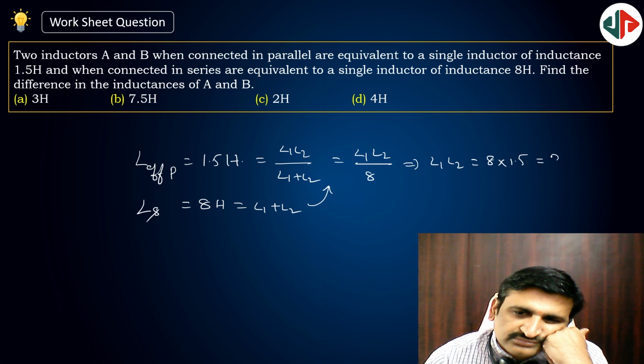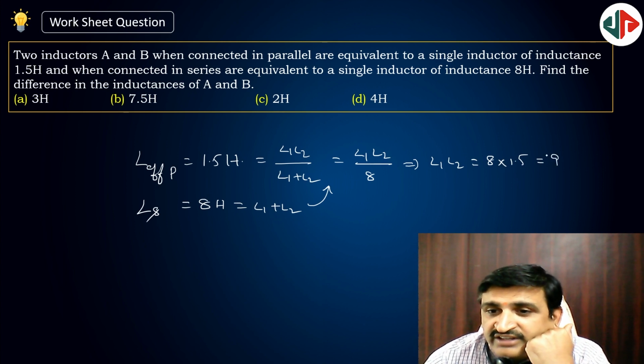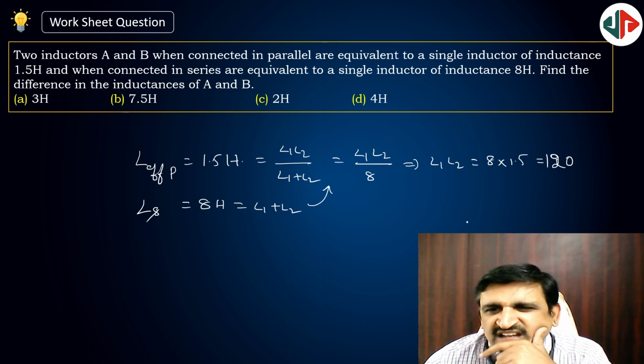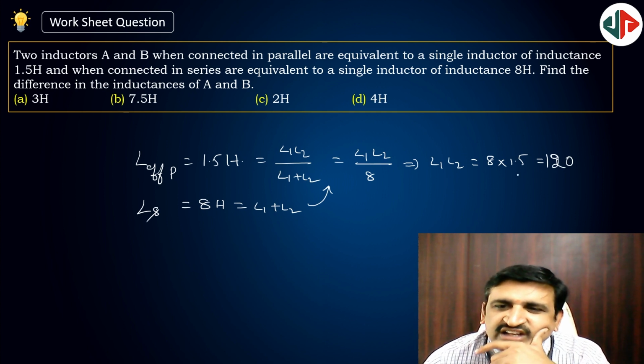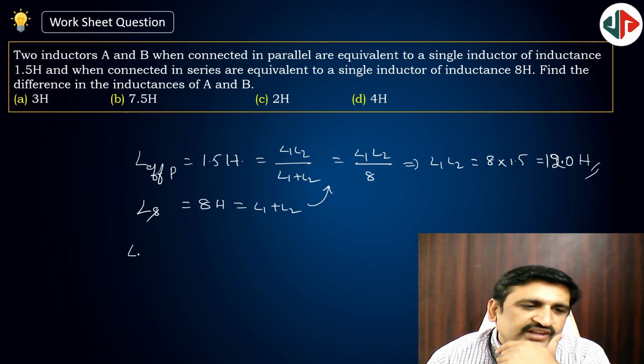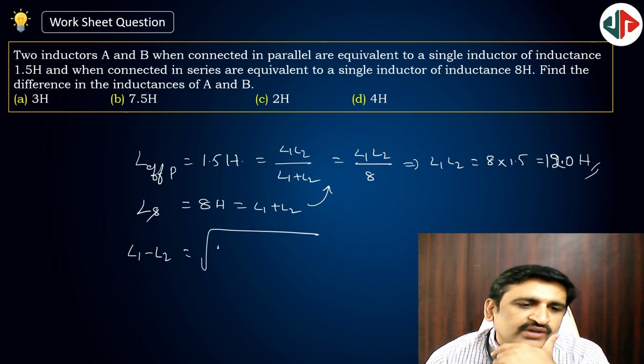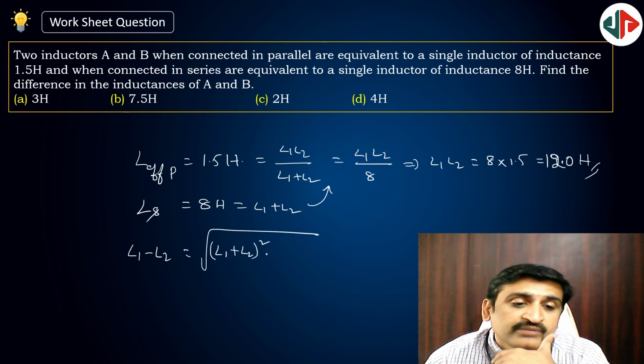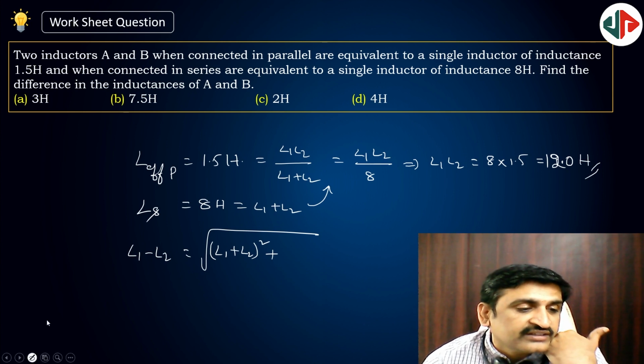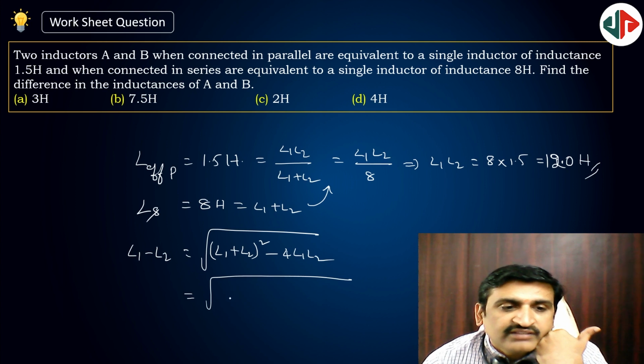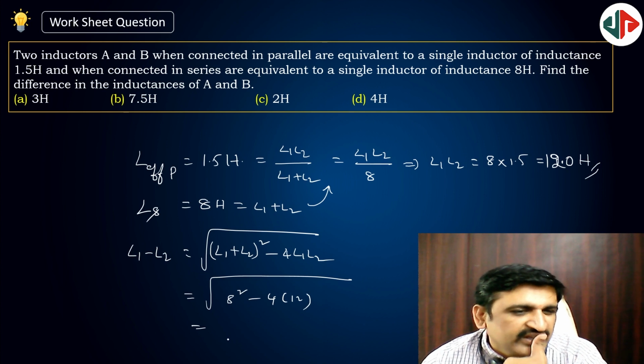8 1.5s are 12, so L1 L2 is 12 Henry. Now L1 minus L2 is equal to the square root of L1 plus L2 whole square minus 4 L1 L2. Some math you need to know. Without knowing math, you can't do anything in physics. So that is equal to the square root of 8 square minus 4 into 12.